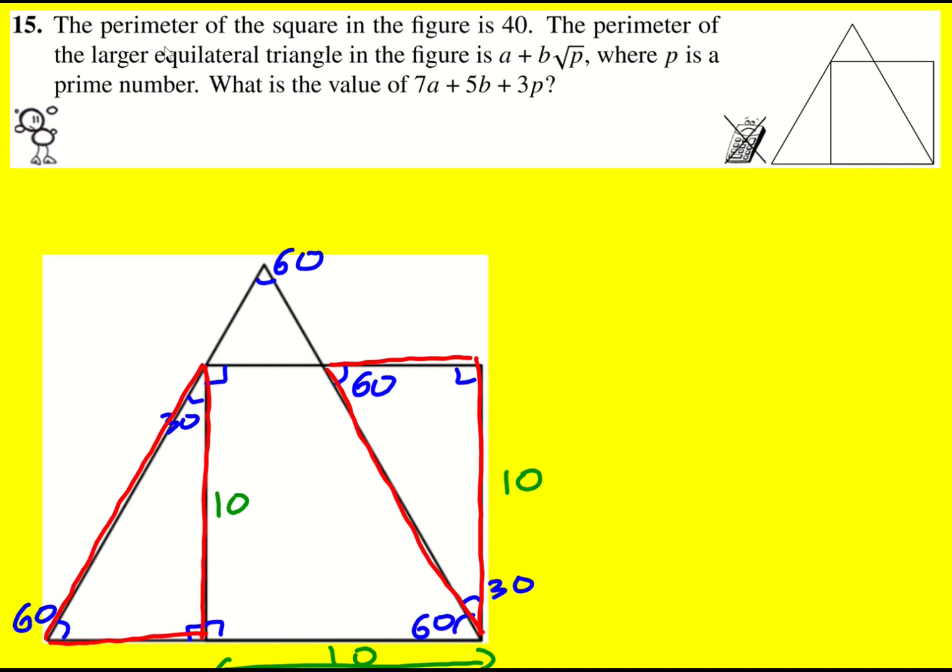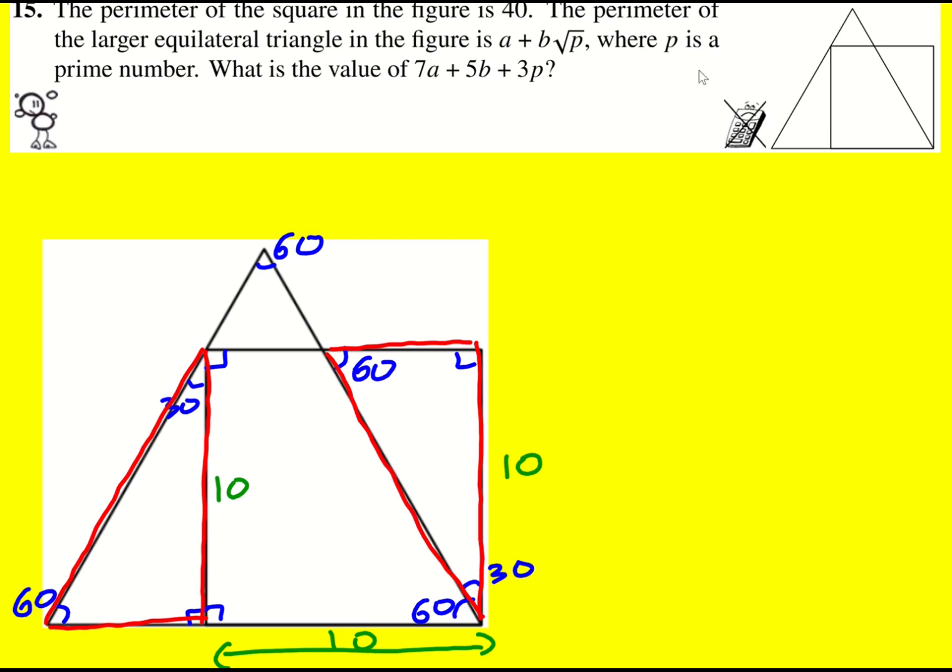Then we're told that the perimeter of the larger equilateral triangle is a plus b times root p, where p is a prime number. And we're being asked to find that essentially. How are we going to do this? Well, I've got this 10, so really I want to find out what this is. And I'm going to call it x, because then the perimeter is going to be 3x plus 30. Okay, because it's an equilateral triangle and one side length is now x plus 10. So I want to find out x.